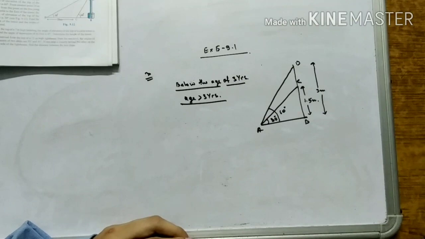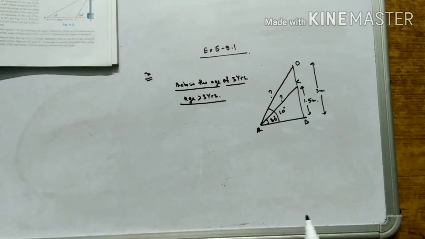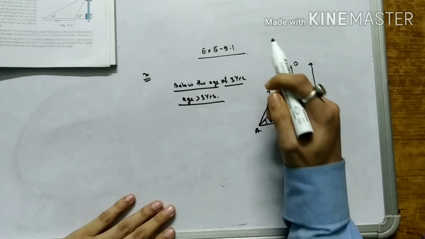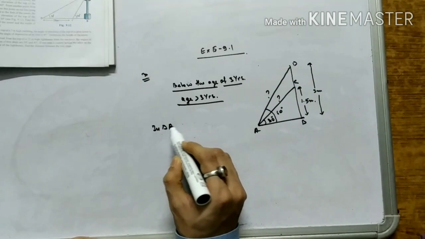So I have to find here AC and AD. No problem. First of all, perpendicular distance is given, and I have to find the hypotenuse in each of the cases. So first of all, I will use triangle ACB. In this triangle, what function will you use here?